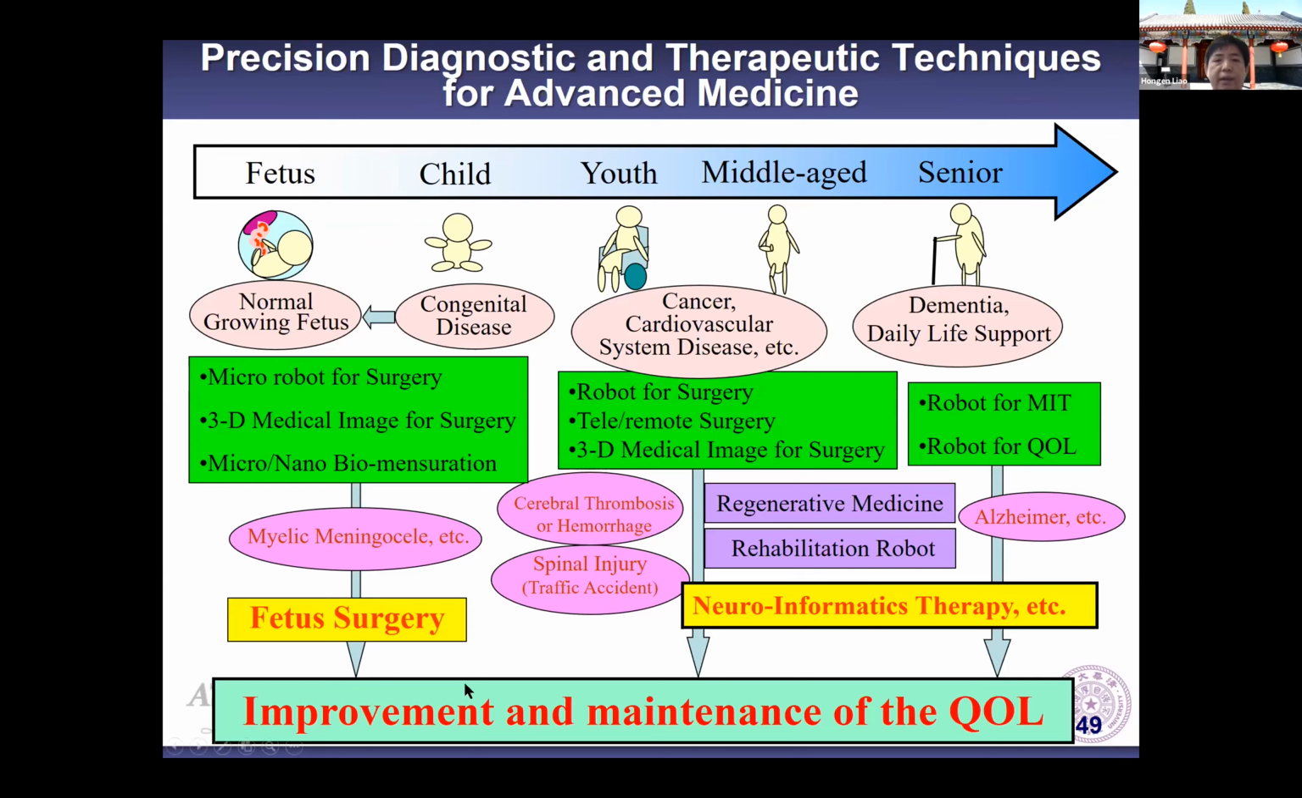Our future work also focuses on developing such a system with 3D images for surgeons that combines the micro and the robot, and even for telesurgery, and even for covering from the fetal to the senior patients. The target is we want to improve and maintain the quality of life.